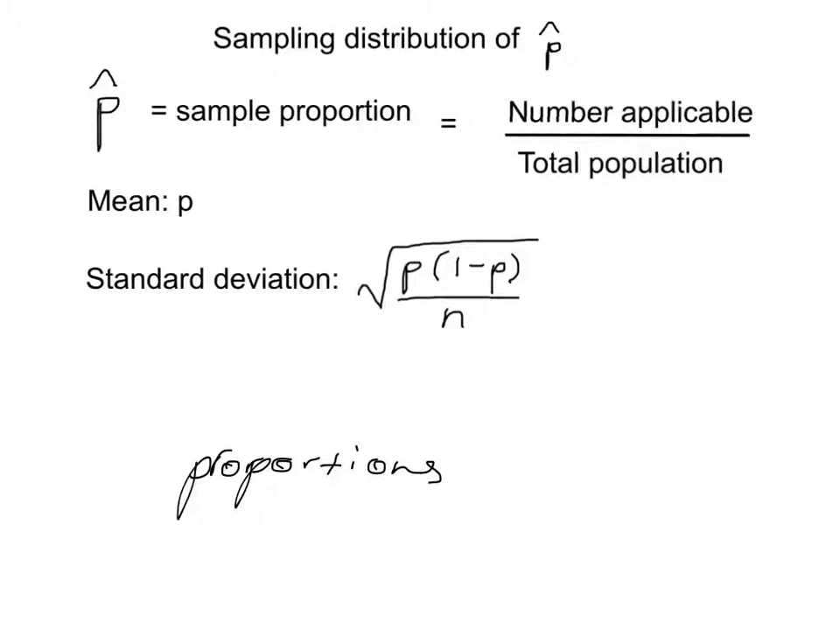Ideally the mean is going to be the exact number in the population, but usually it's just an estimate. And then to calculate the standard deviation, it's going to be p times 1 minus p, all over n, and then you take the square root of that.